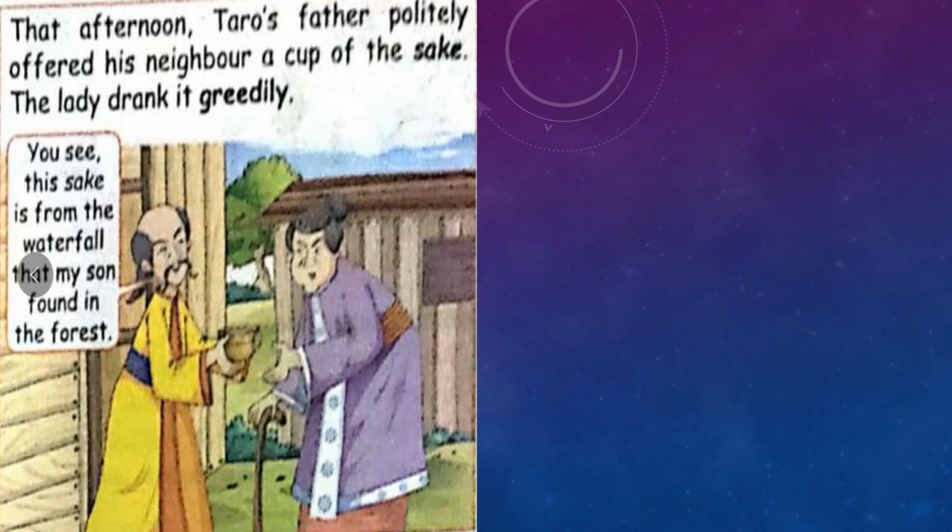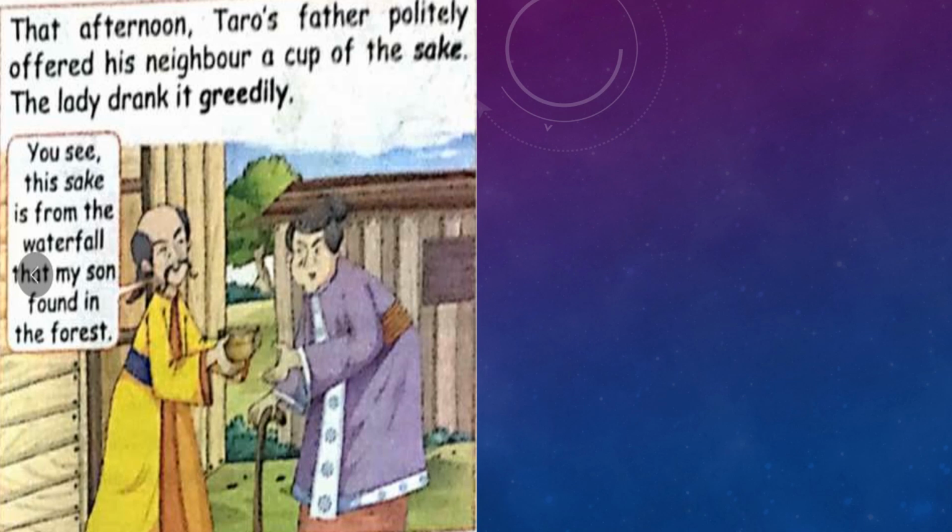So that afternoon, Taro's father politely offered his neighbor a cup of sake. So that afternoon, what the father did, he was a good hearted person. See, so he offered that sake to his neighbor as well. Okay, so the lady drank it greedily. Greedily means, greedily is when you are very eager to get something.